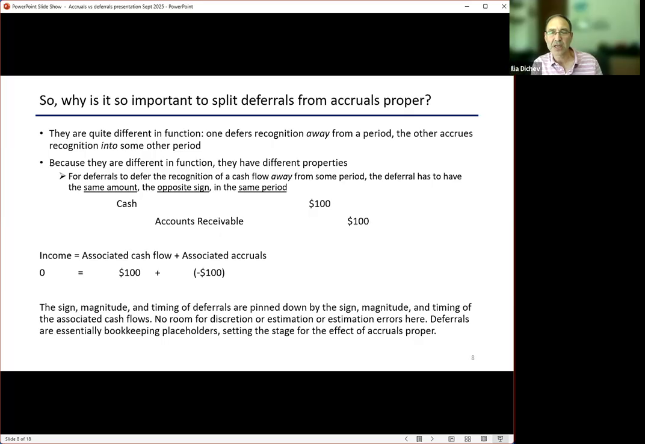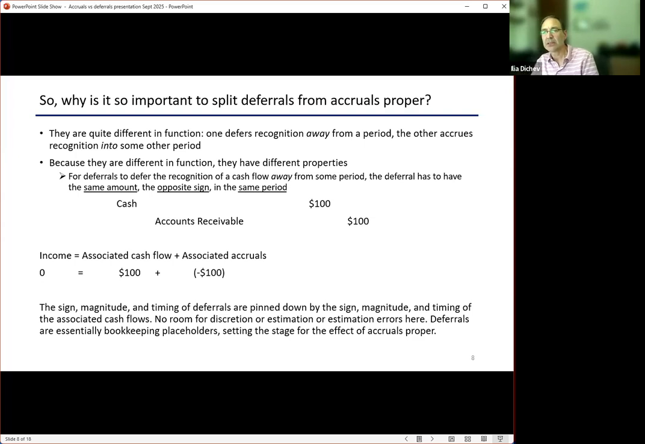So in the example of the accounts receivable, deferring recognition of the $100 to some other period can be done only one way, right? If you want to defer recognition of something, you have to record an accrual with the opposite sign in the same period and the same amount. It's a tautology in some sense. So deferrals are very different from what I call accruals proper, right? If you want to defer the recognition of a cash flow, it has to be the same thing in the same period, okay? You see what I'm saying?